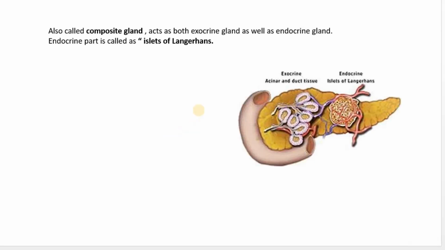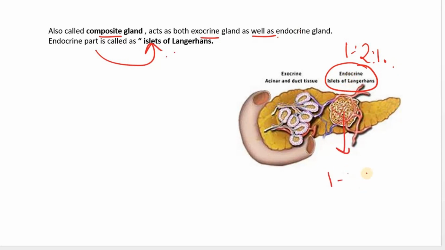Hi guys, let's talk about pancreas. Pancreas is also known as composite gland as it contains both exocrine and endocrine properties. The endocrine part of the pancreas is known as islets of Langerhans. This is the endocrine region of pancreas and this is only 1 to 2% of whole pancreas. And this endocrine region contains about 1 to 2 million islets of Langerhans.